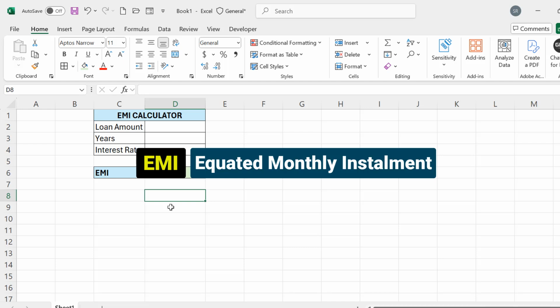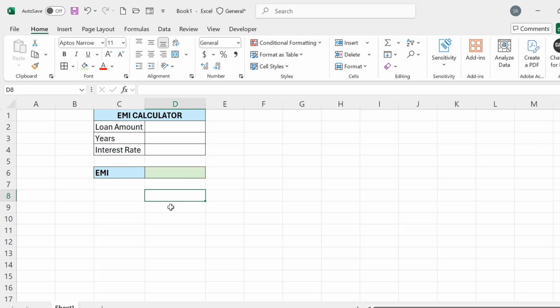Based on different types of loans, we have different rates of interest. For example, a housing loan has one rate of interest, a vehicle loan has another, and educational or personal loans have different rates of interest. Here you can see there is loan amount, years, and interest rate. By using these three inputs, we are going to calculate the EMI. First of all, loan amount is 5 lakhs, number of years 5, rate of interest 9%. Using all these three, we'll calculate the EMI.